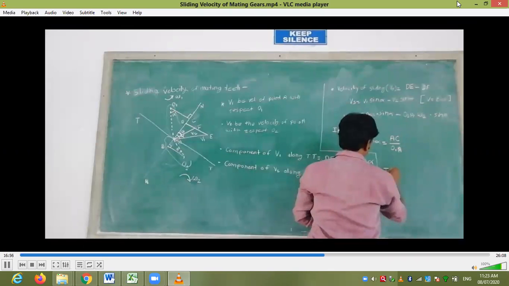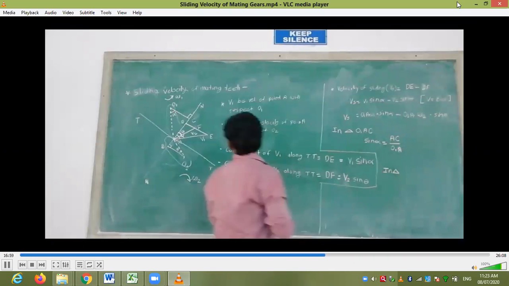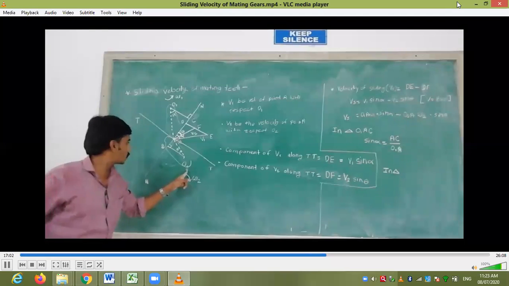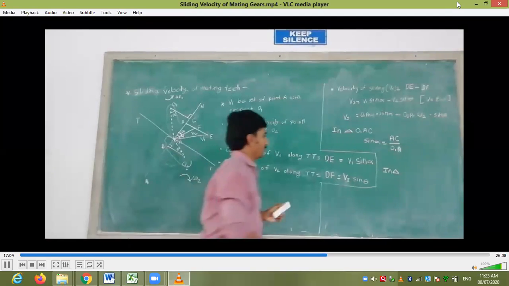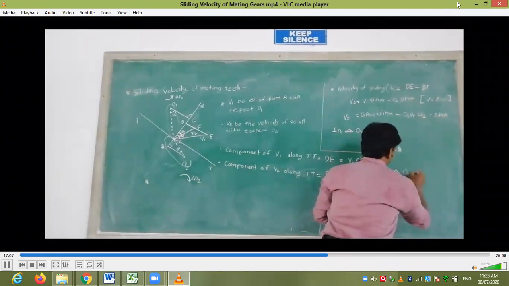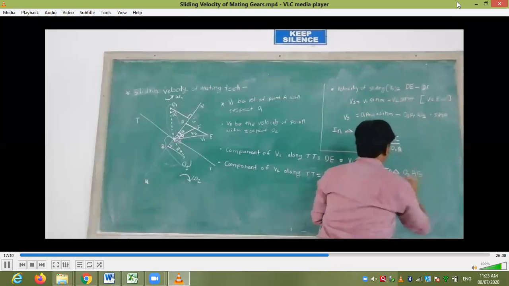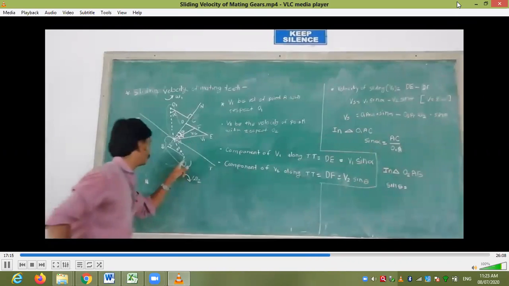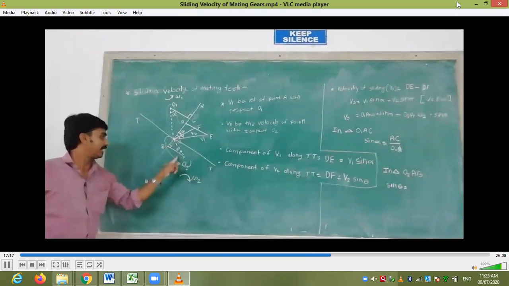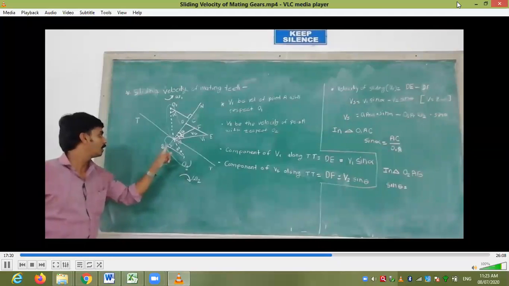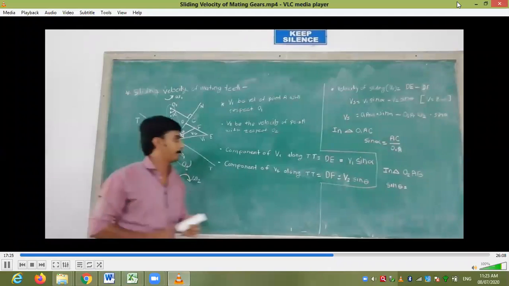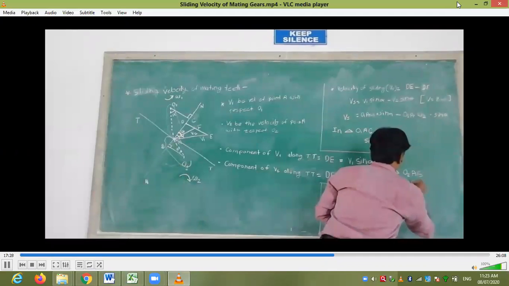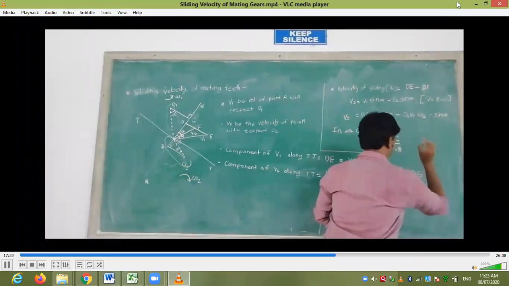Similarly, if we consider triangle O2AB, sin of theta in this triangle O2BA is equal to AB divided by O2A.